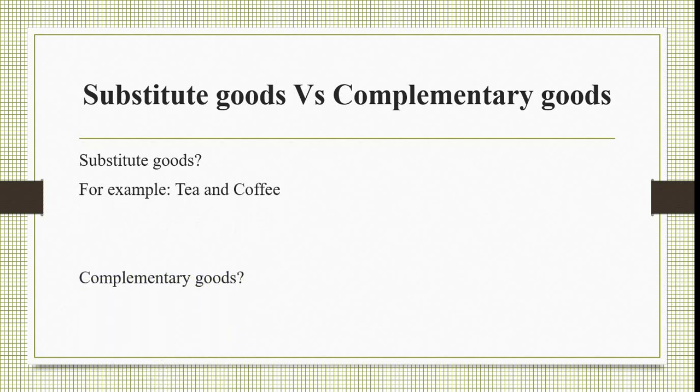And you have complementary goods. They are consumed together. For instance, butter and bread. When you buy bread, you are forced to buy butter, so you could use them together. All right, that's complementary goods.